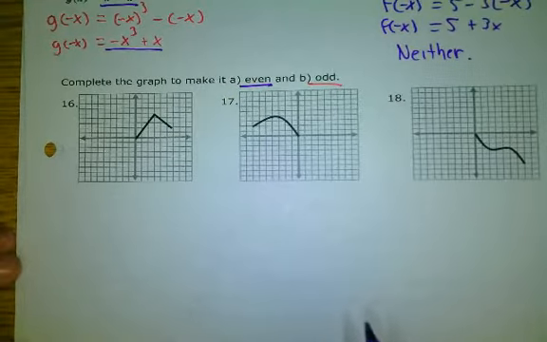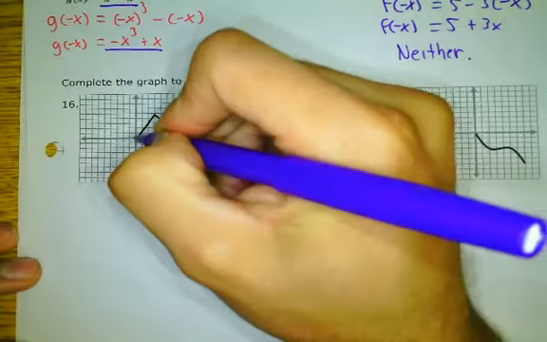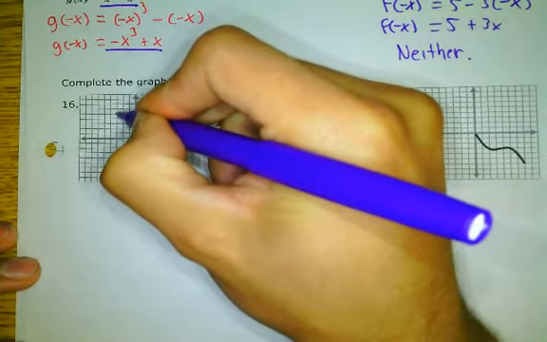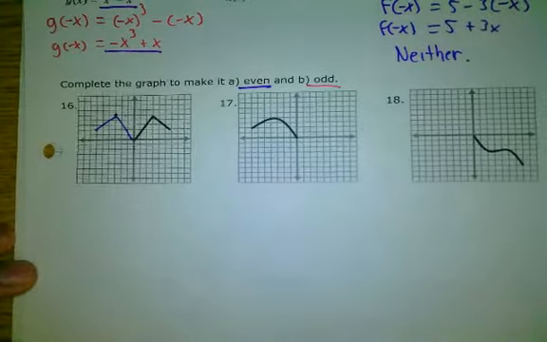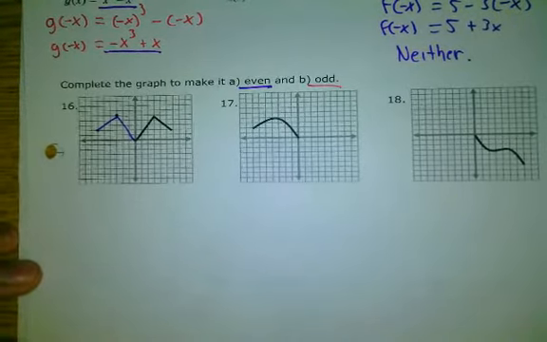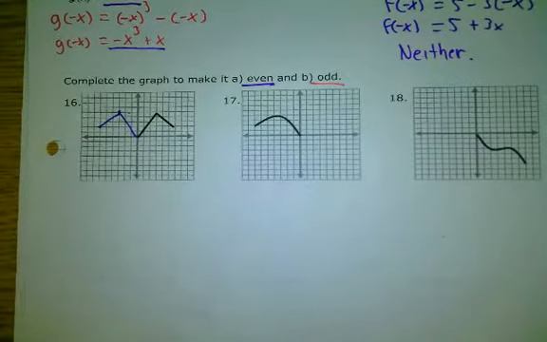What if I want to make it odd? It needs to be symmetric with respect to the origin. Hope I'm right. Bam. Cosine test. Questions? Comments? Concerns? We're good?